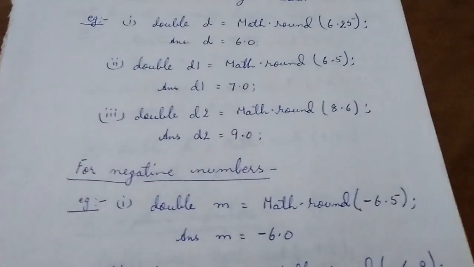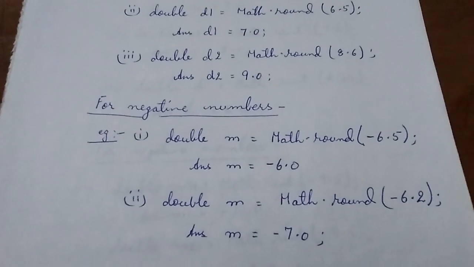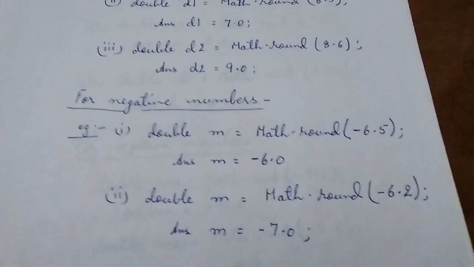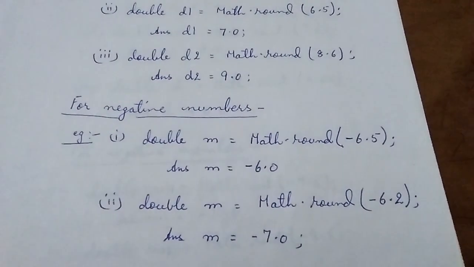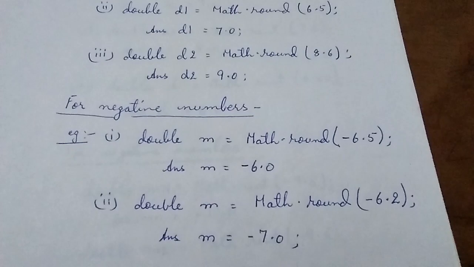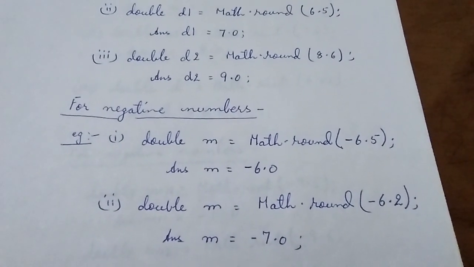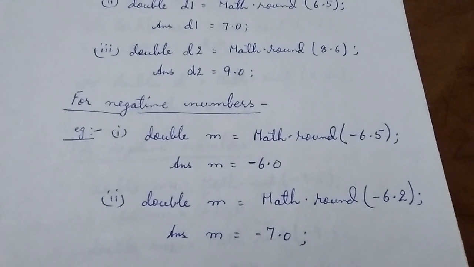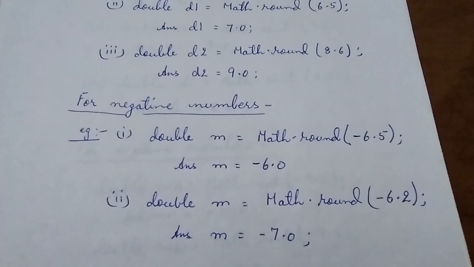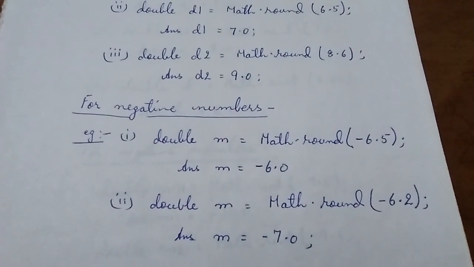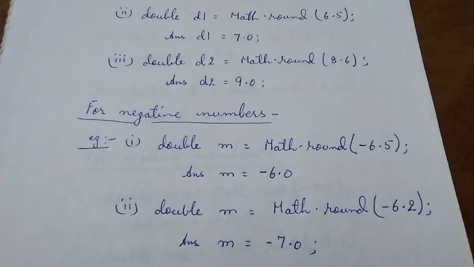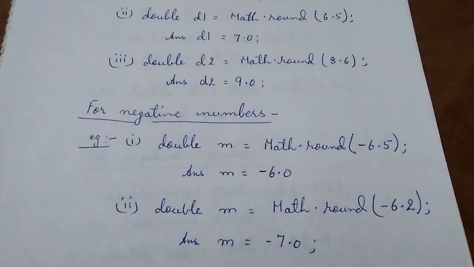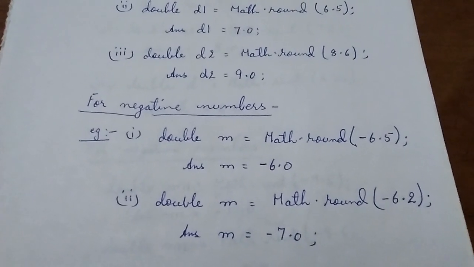For negative numbers, it is also applicable. So double m equals Math.round(-6.5). Now we see here that it is in negative form. So it will convert to the next higher. That's why it will go to -6.0, as -6.0 is higher than -6.5, because the 0.5 fractional part is there. We see another example.